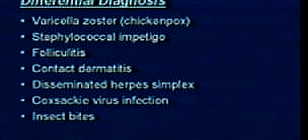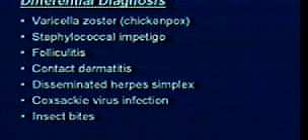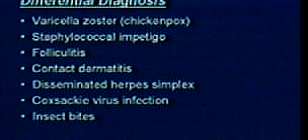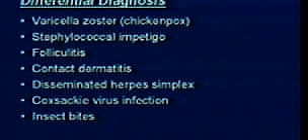If we think about our differential diagnosis, whenever you hear about a rash that has papules, vesicles, and crust, and they're in different stages, you must consider top on your list chickenpox or varicella zoster. Other things that can be confused or mimic chickenpox might be Staphylococcus impetigo, folliculitis, contact dermatitis, disseminated herpes simplex, Coxsackievirus infection, and insect bites.